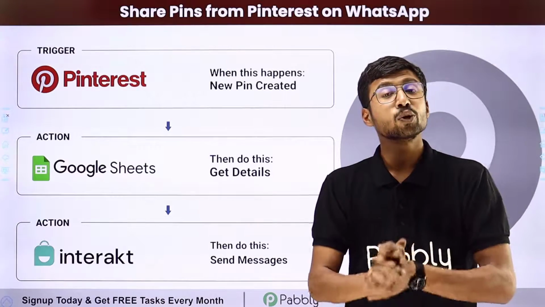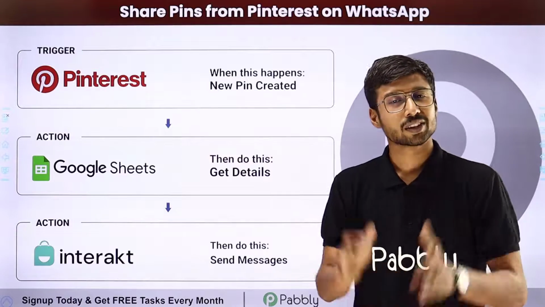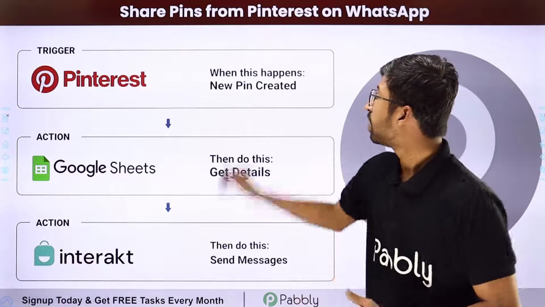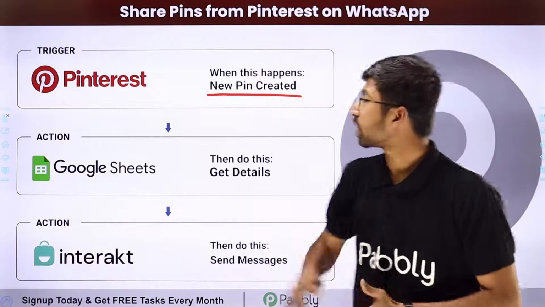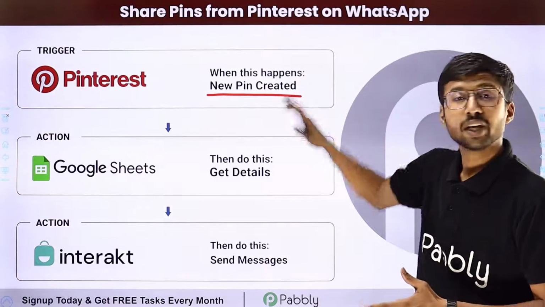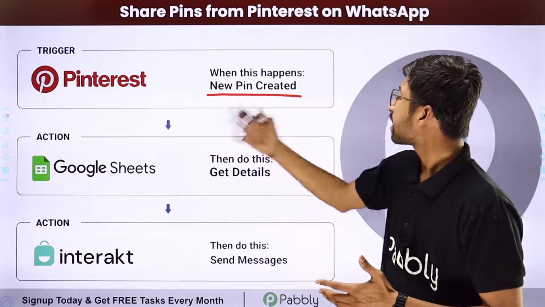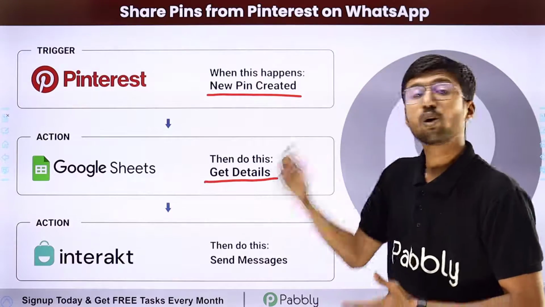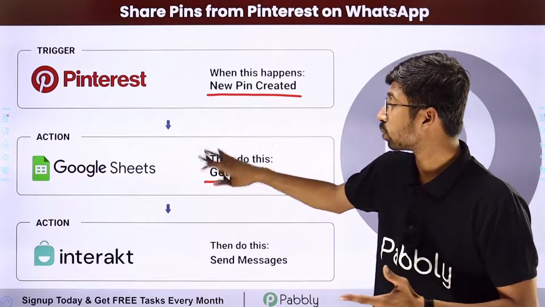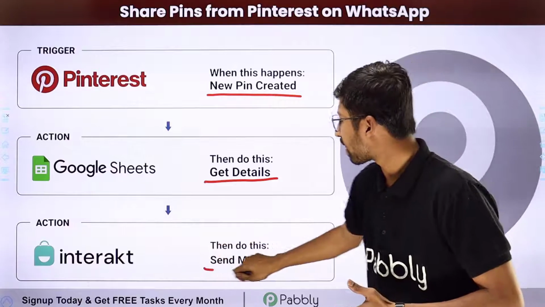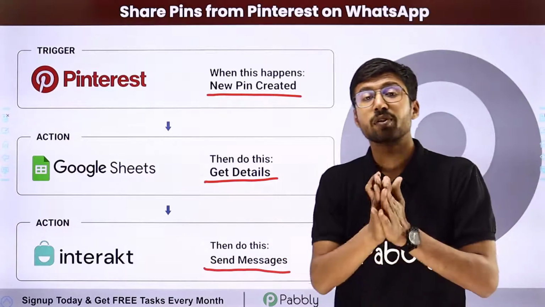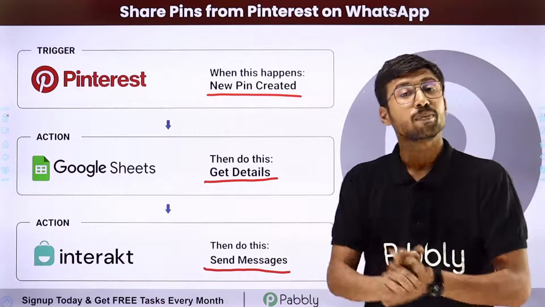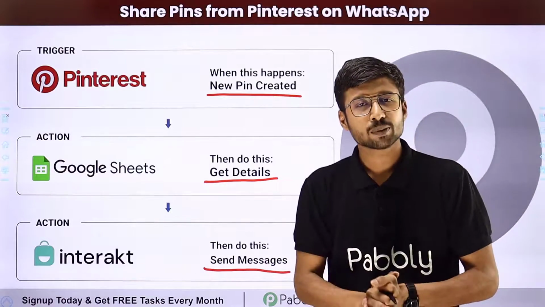Now guys, let me tell you, you can actually automate this process. So the trigger of this automation will be sharing a new pin on our Pinterest profile. So whenever we share a new pin on our Pinterest profile, using this automation, automatically we are going to get the details of all the users, clients or customers from Google Sheet, and then using Interact, we are going to send a WhatsApp message with the same pin and a link of our Pinterest board as well as a WhatsApp message. Now guys, how can you set up this automation?